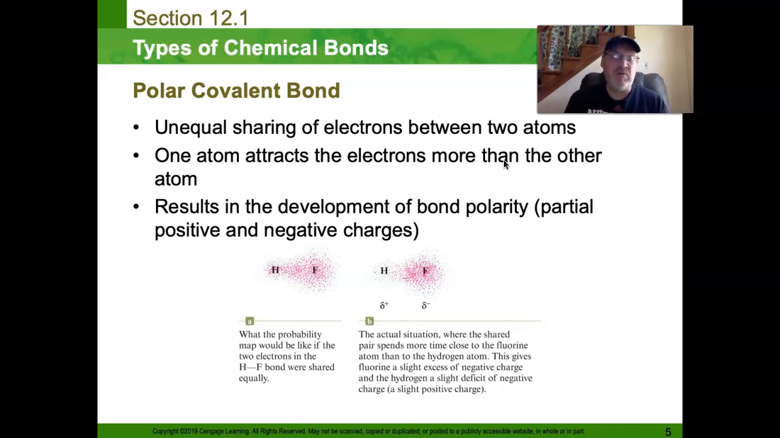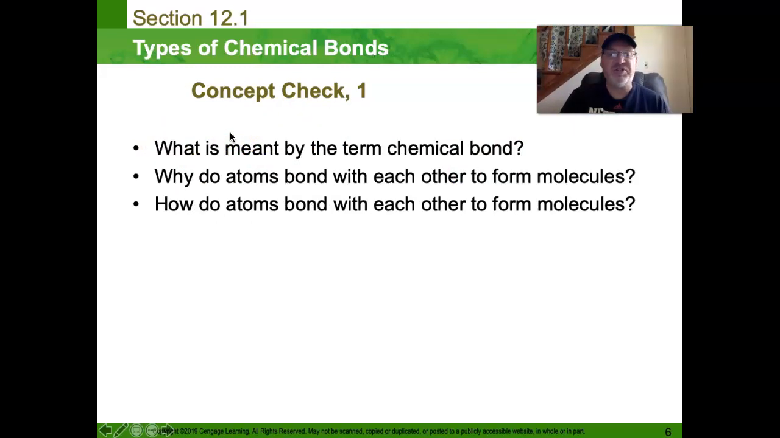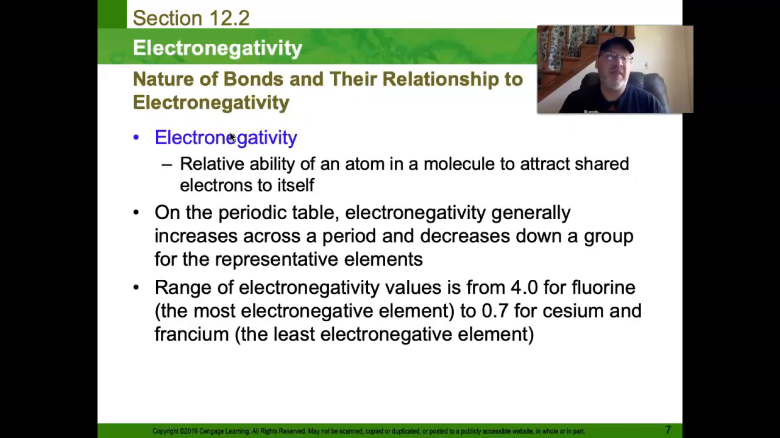Sometimes the sharing can be unequal, sometimes the sharing can be equal. And that's where you're going to see what we call polar covalent bonds and non-polar covalent bonds. And again, what happens with a polar covalent is we get this unequal sharing of the electrons. That unequal sharing comes about because of a property known as electronegativity. And again, you can see the definition of each one.